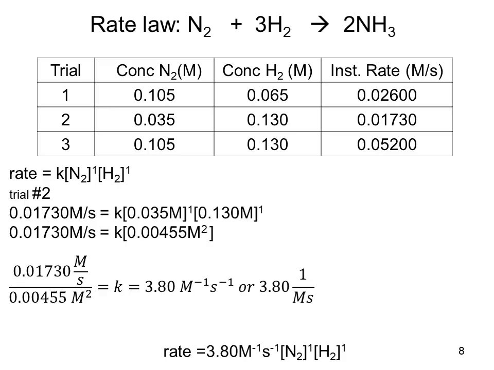So now that we know the rate law, I'm going to pick any trial. I'll just pick trial 2 at random. I've got the rate. I've got my concentration of N2. I've got my concentration of H2. When I multiply those two molarities together, I'm going to get molarity squared, and then divide molarity per second over molarity squared. Again, that means I'm going to end up with 1 M left on the bottom and seconds on the bottom. So 3.80 M^-1 s^-1, or 3.80 1 per molar per second.